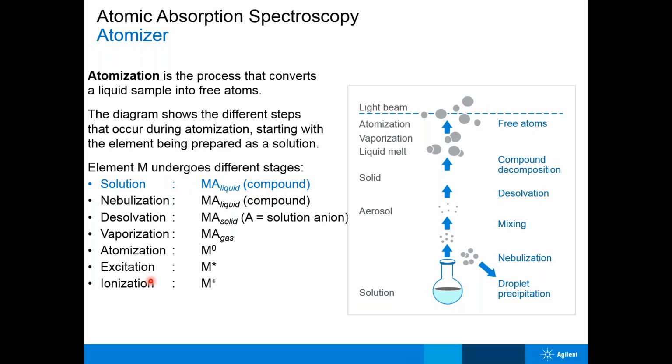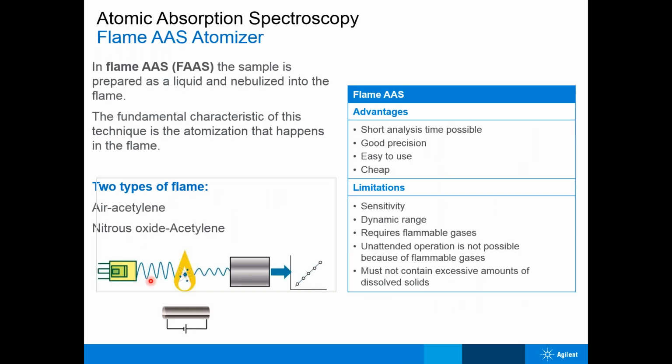So basically, in AAS, different types of atomizers are used. The flame is the most commonly used AAS atomizer. Other than the flame, there is the graphite furnace, which you can also call the graphite thermal analyzer, and the third one is vapor generation analysis. So first we'll discuss the flame AAS atomizer.